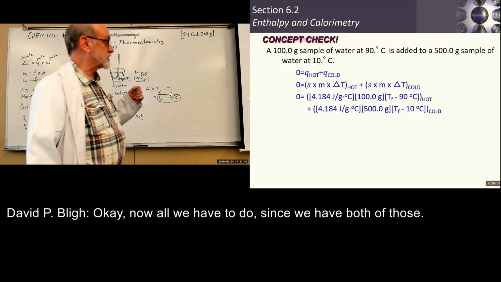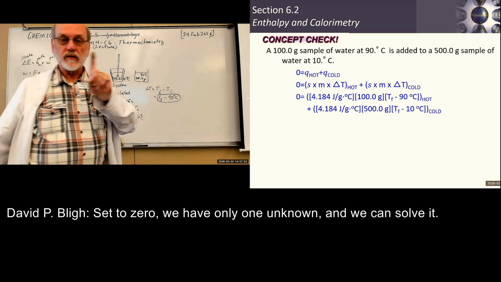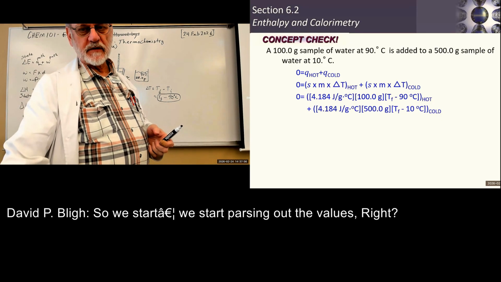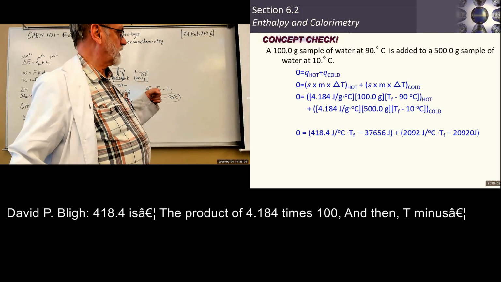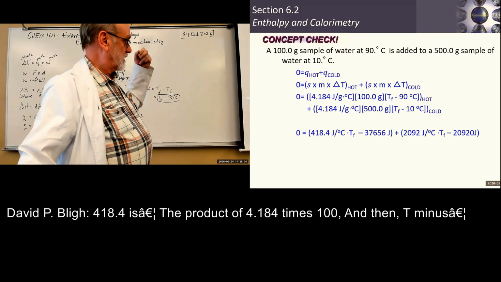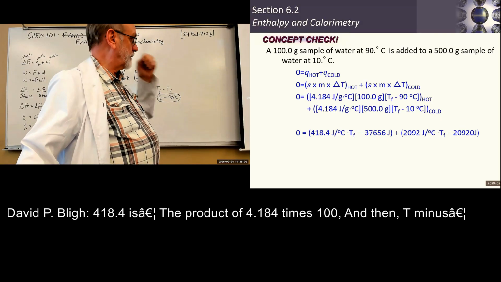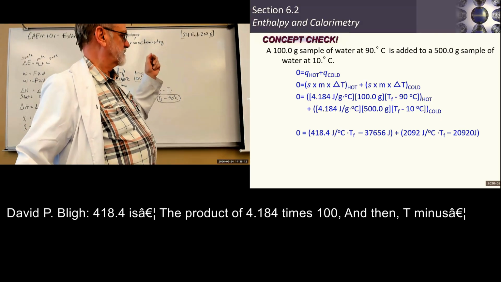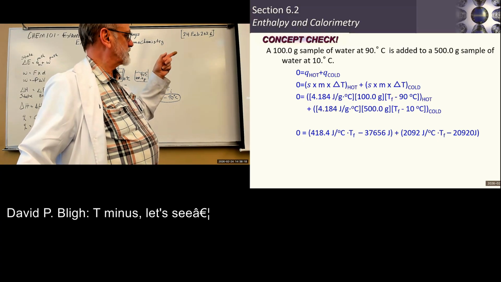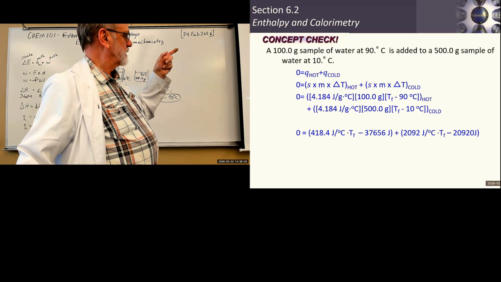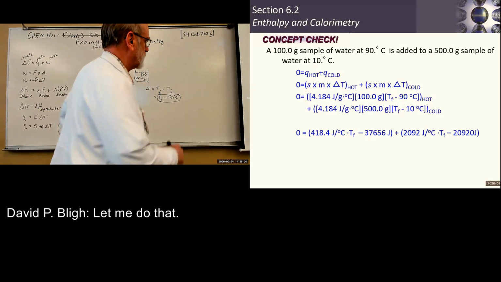Now all we have to do, since we have both of those set to 0, we have only one unknown and we can solve it. So we start parsing out the values. 418.4 is the product of 4.184 times 100, and then T minus, let's see. Let me do that.